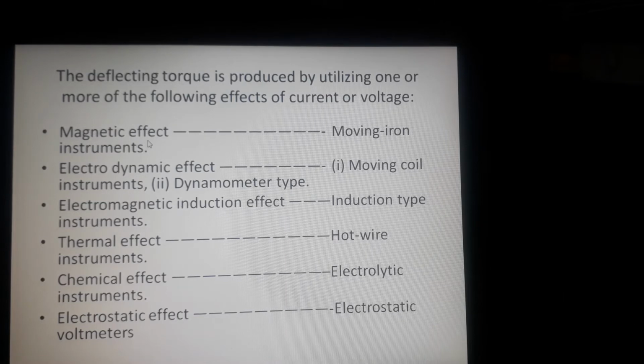If it is the magnetic effect, an example they have given is the moving iron instrument. If it is the electrodynamic effect, it is the moving coil instrument or dynamometer instrument. The electromagnetic induction effect means an induction type instrument. Thermal effect means hot wire instrument. Chemical effect means electrolytic instrument. Electrostatic effect means electrostatic voltmeters. These are the effects from which a deflection can be produced.